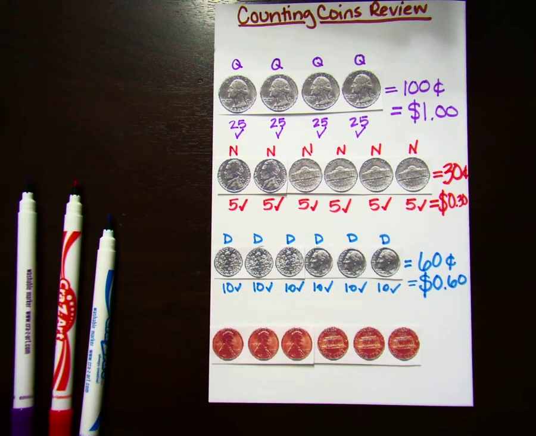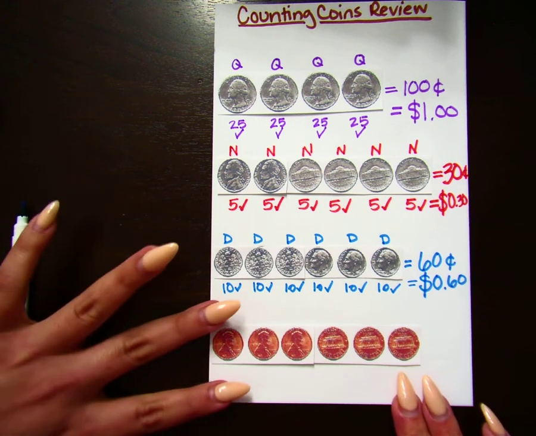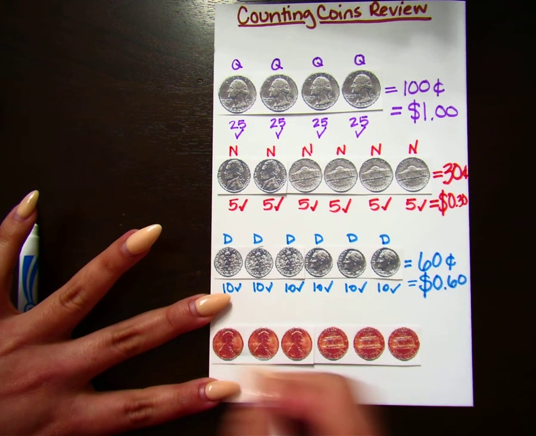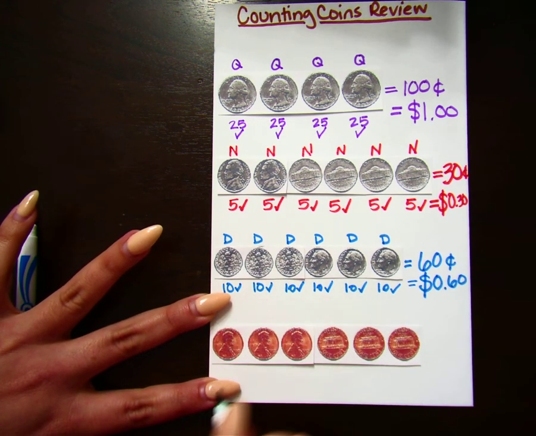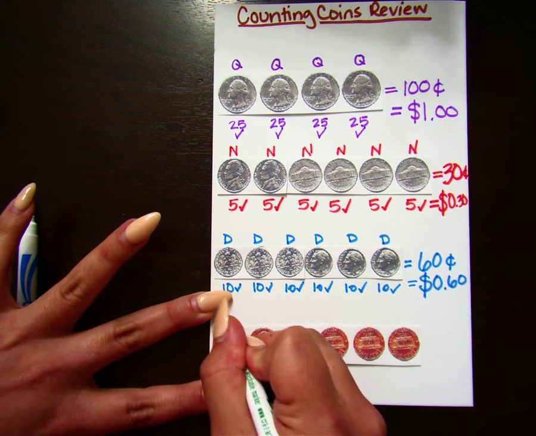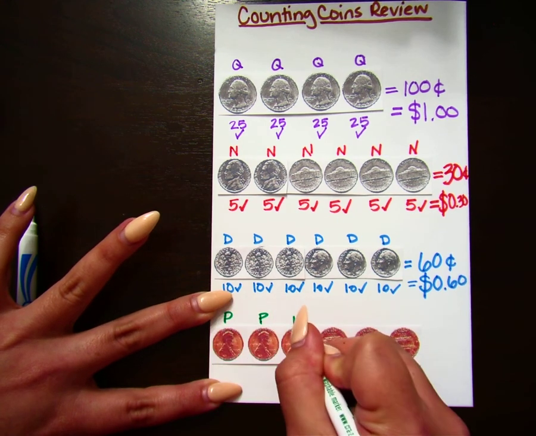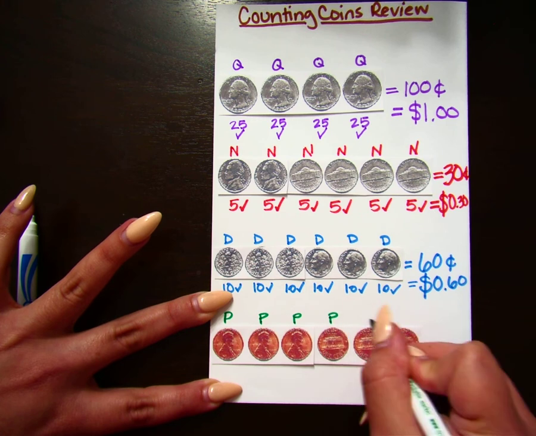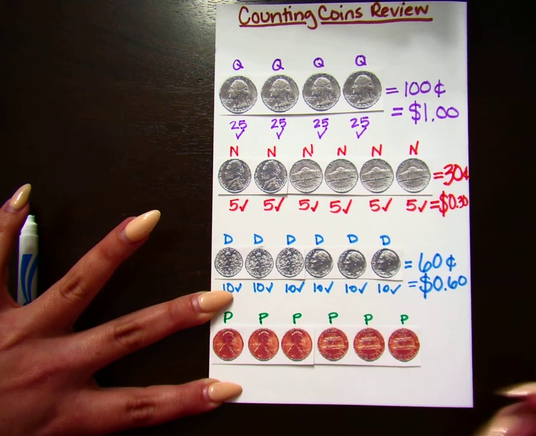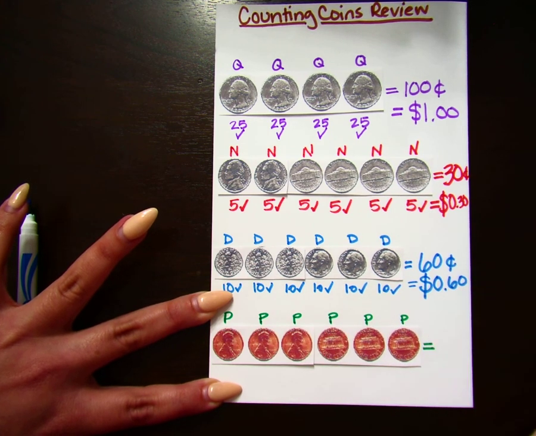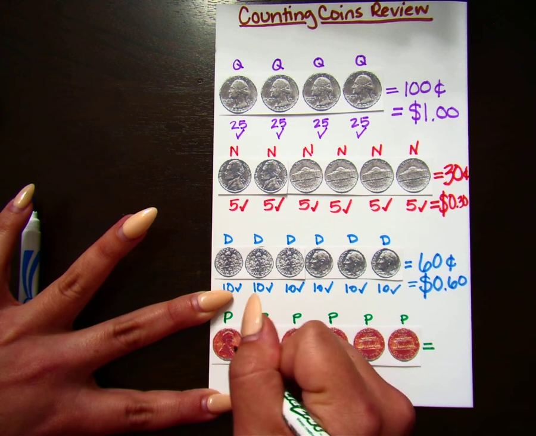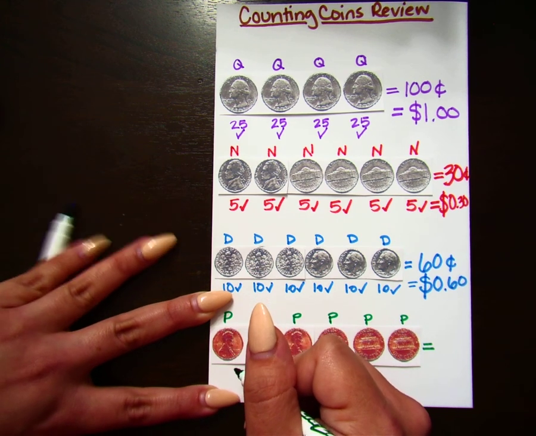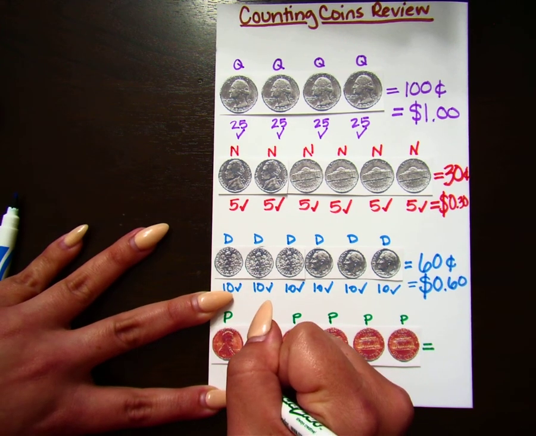And now we have another coin. First, we're going to label this coin. We know that this coin is a penny. So we will label the pennies with a P or penny. Next, we will label the value. We know that the value of a penny is 1 cent.